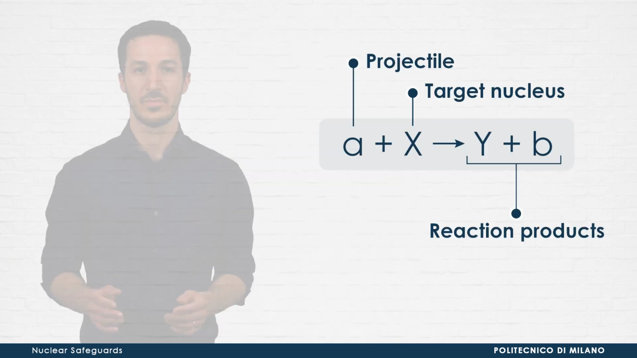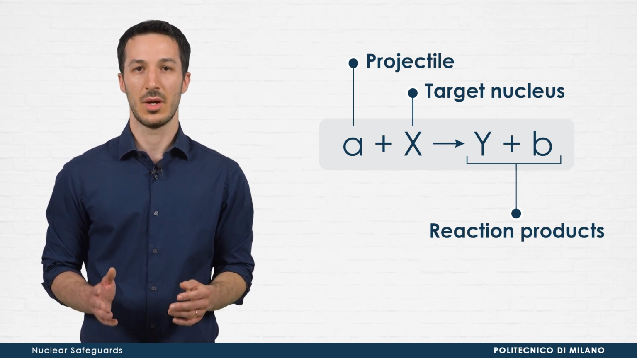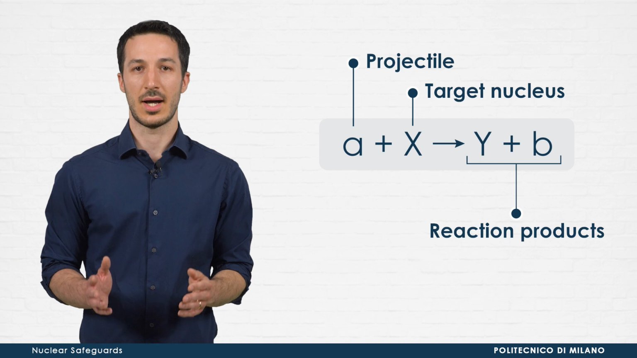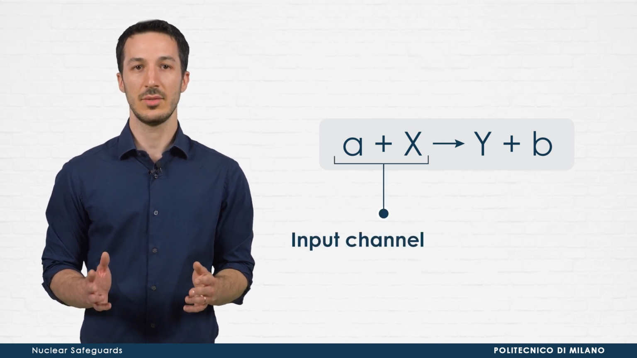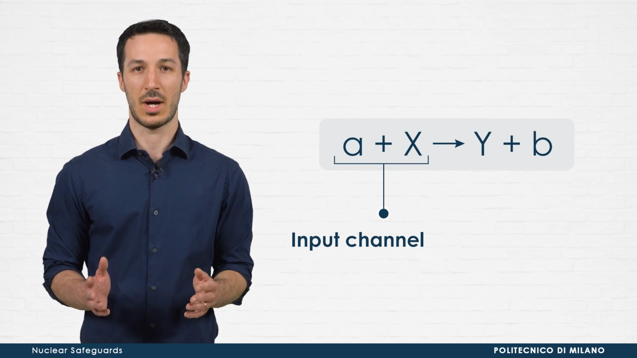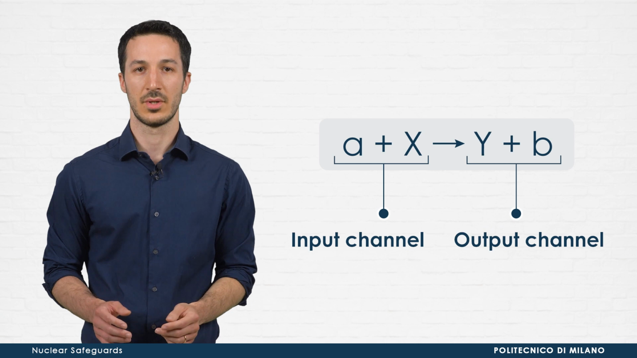In general, a two-body nuclear reaction is represented in the following way. A is the projectile and X the target nucleus, while Y and B are the reaction products. A and X are called input channel, while B and Y are called output channel of the reaction.